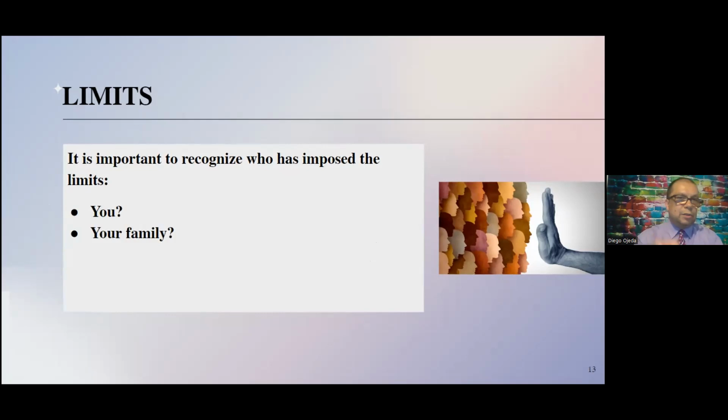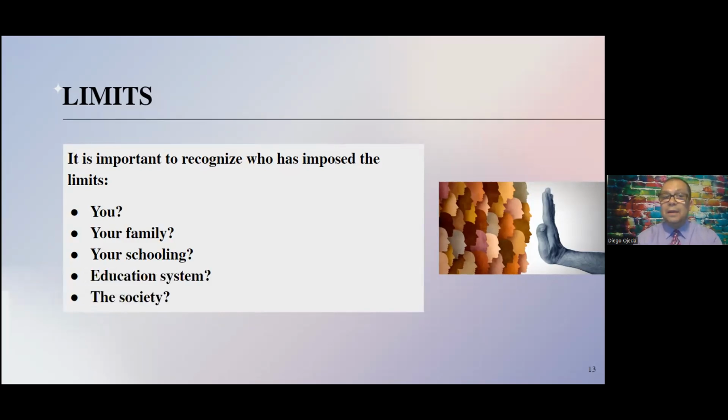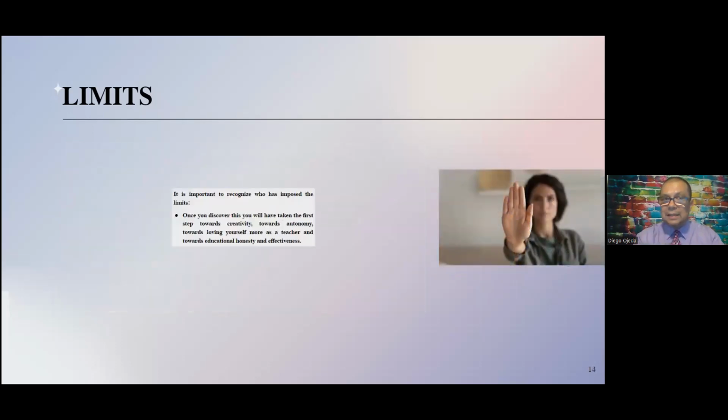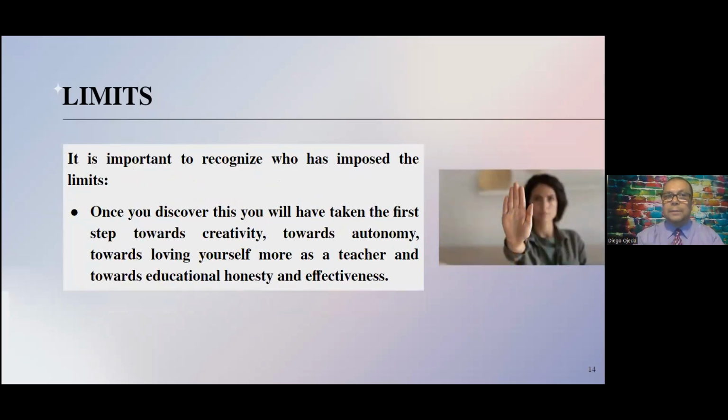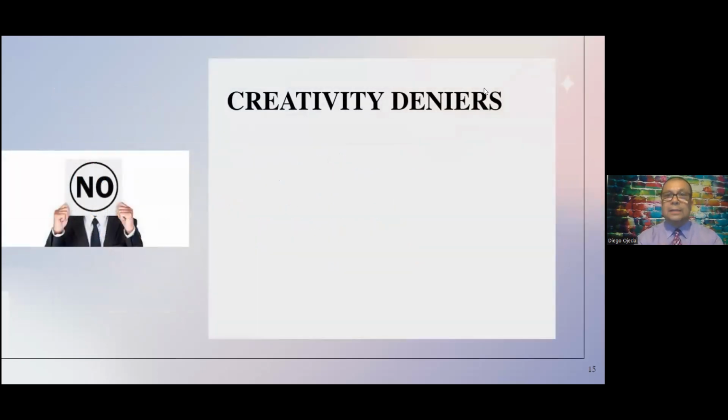So who's imposing those limits? You, your family, your own schooling? The educational system, the society? I mean, everyone can impose a limit. The important thing is that we know that they exist and that we're willing to overcome them. It is important to recognize who has imposed those limits. Once you discover this, you will have taken the first step towards creativity, towards autonomy, towards loving yourself more as a teacher, and towards educational honesty and effectiveness. If we don't recognize this, it's going to be very difficult.